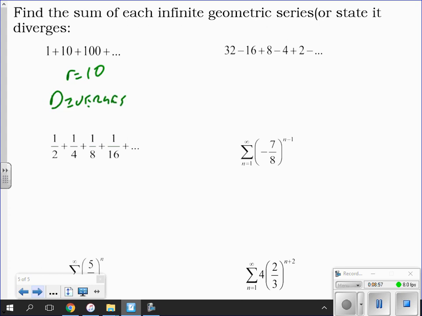Okay, it diverges. It grows without bound. It does not get to a finite number. It doesn't work. I can't find the total.